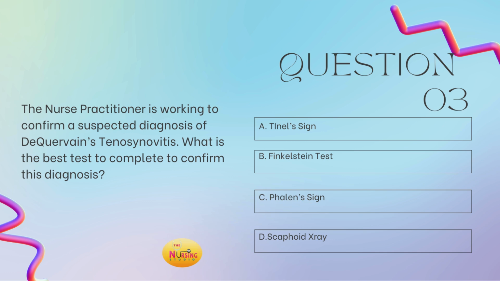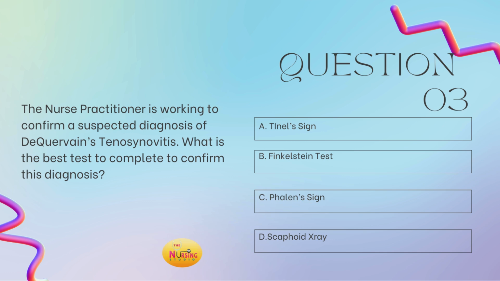So Tinel sign and Phalen sign, we know we do that for carpal tunnel, right? Those are the two common exams that we do to confirm a diagnosis of carpal tunnel. So we can eliminate A and C. Scaphoid x-ray, that's more so with a navicular fracture. The Finkelstein test is the test that we do to confirm a diagnosis of de Quervain's tenosynovitis.